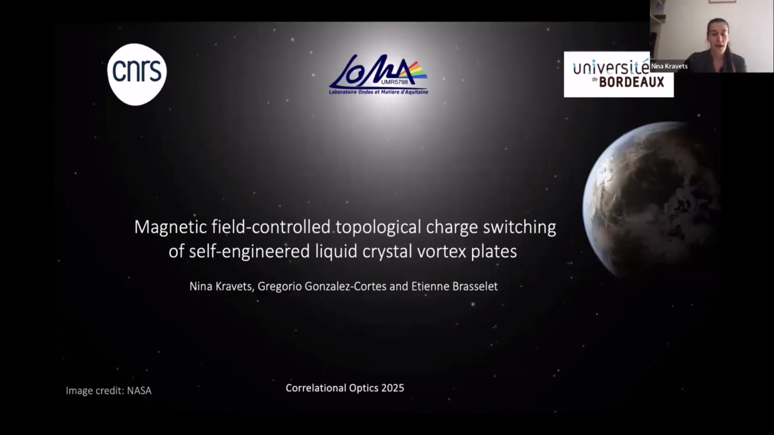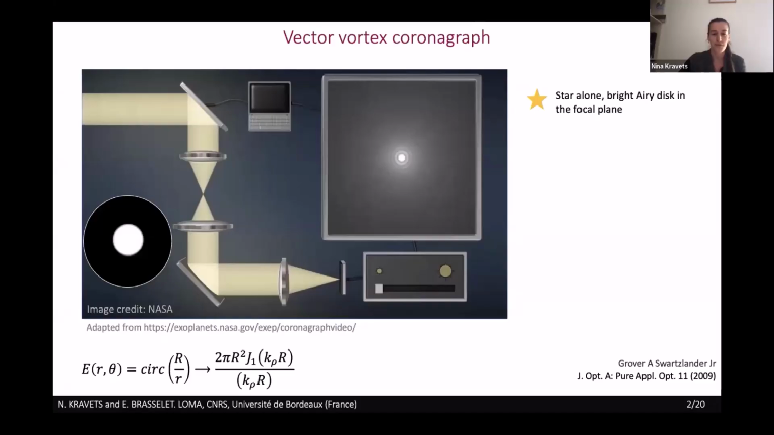And I have chosen this image for the first slide, which I've taken from the website of NASA, just to indicate that I will be speaking about those vortex masks in a particular context of high contrast imaging for astronomy called coronagraph. And so logically, I will start by just guiding you real fast through what a coronagraph is, so that it is clear what I'm speaking about.